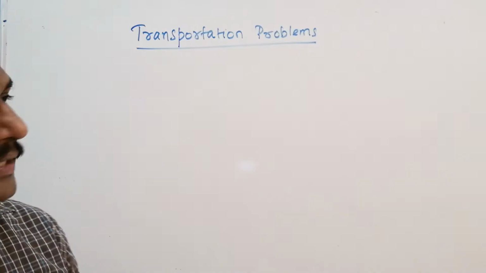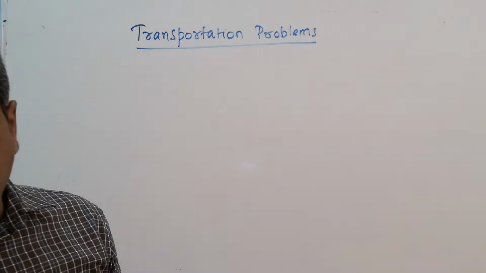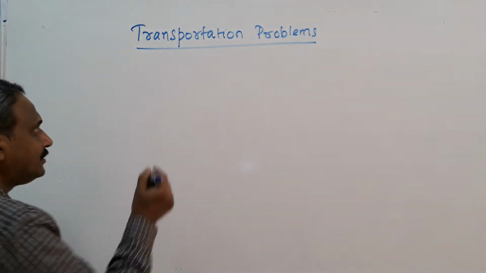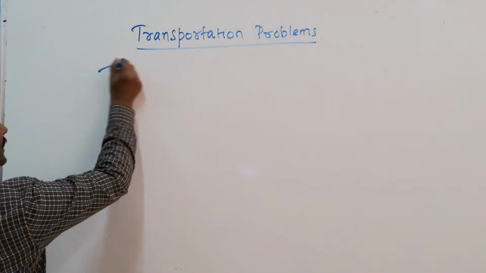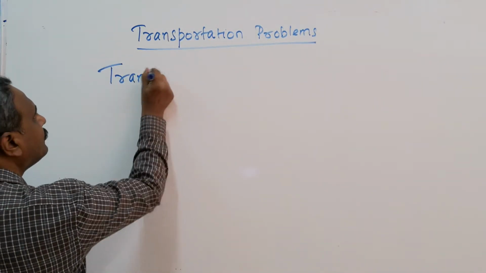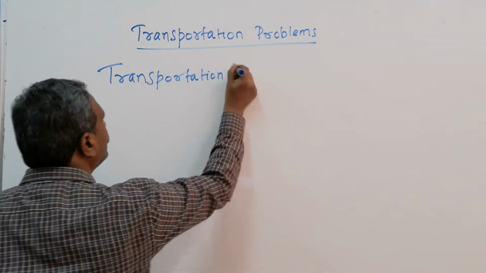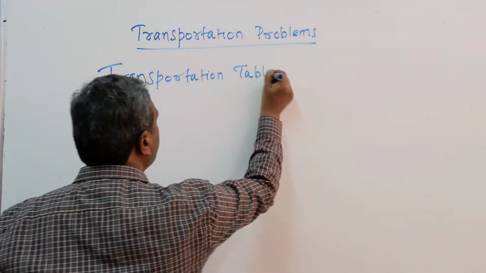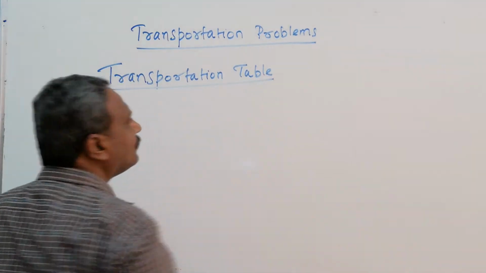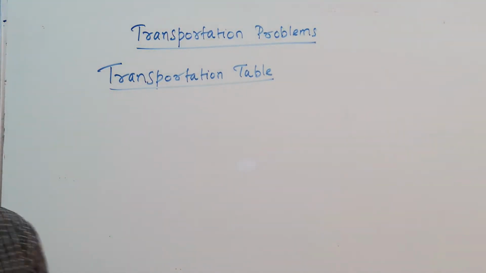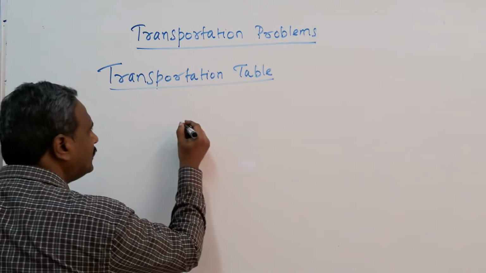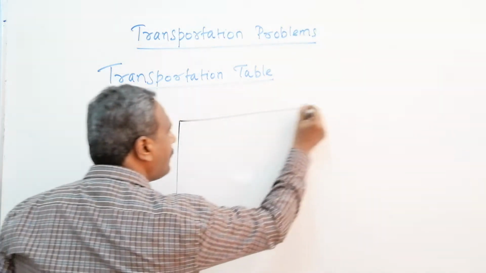Here we are going to define a table which is called the transportation table. The meaning of transportation table: we are going to form a table.